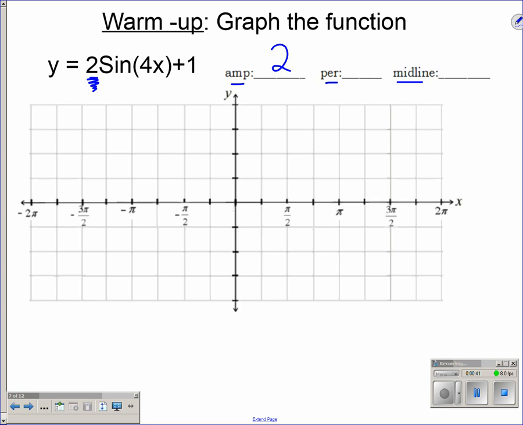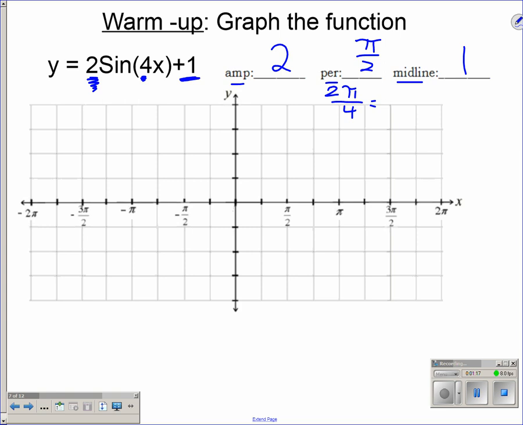And the other one that's easy to identify is the midline, which is your vertical shift up, and that is positive 1. All right. And then the last thing you got to identify is what your period is, and it comes from your b value. Okay, it's not 4, but it comes from 4. Remember that your period is equal to 2 pi divided by b, which in this case would be pi over 2. And what that's saying is that you have an entire period, entire wavelength from 0 to pi over 2. Okay?